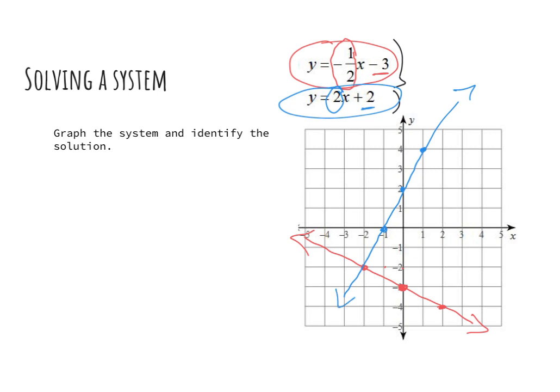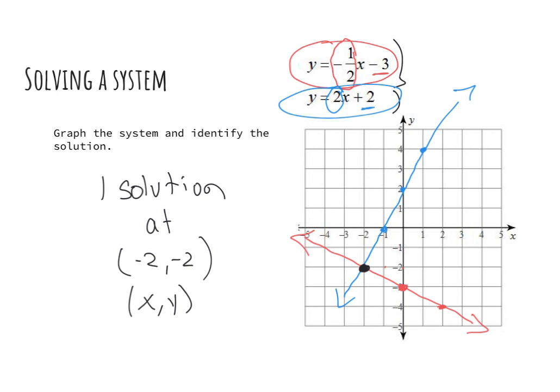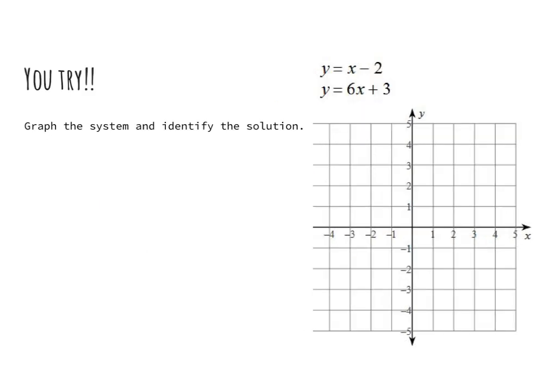And then I want to see what is happening with both lines. So because the two lines intersect, there is one solution. And then the solution is at the point where they intersect, which would be (-2, -2). Remember, each point or ordered pair is x first and then comma y. Now you try. Graph the system on your own piece of paper and then identify the solution.